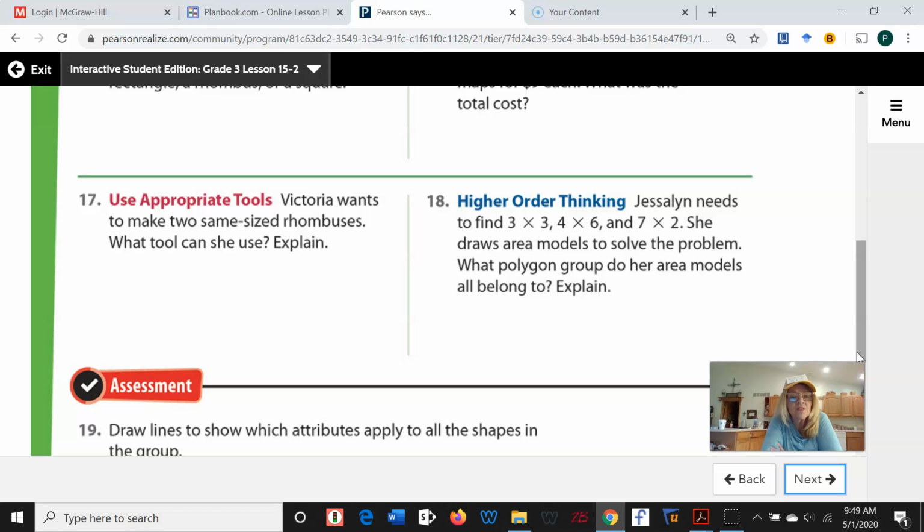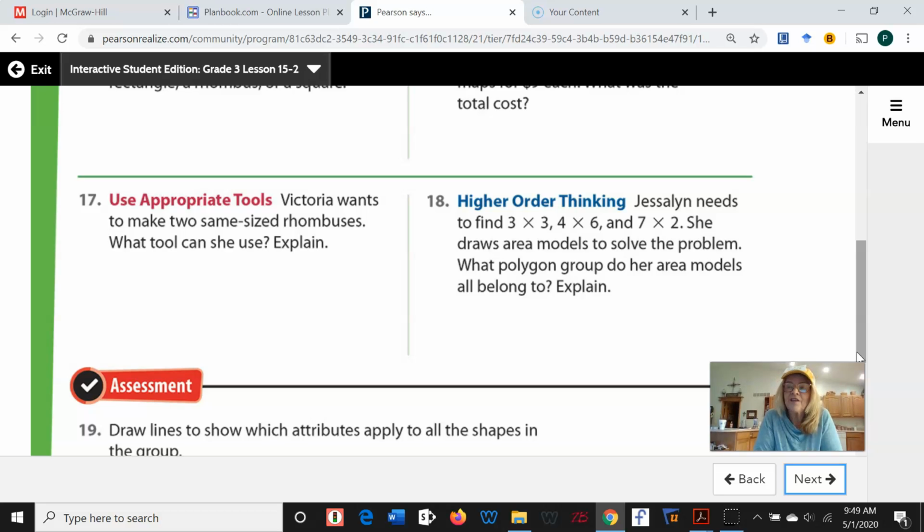Because Victoria wants to make 2 same-sized rhombuses. What tools can she use? Now remember that rhombus is going to have those sides that need to be equal. So let's think, what are some things that you may have at home that might be equal sides or equal sizes? I'm going to give you one example. I know if I had toothpicks, toothpicks are the same length, so I could make a rhombus using toothpicks.